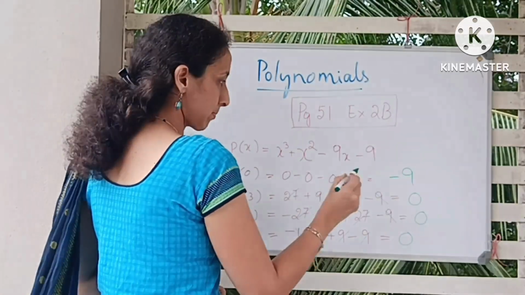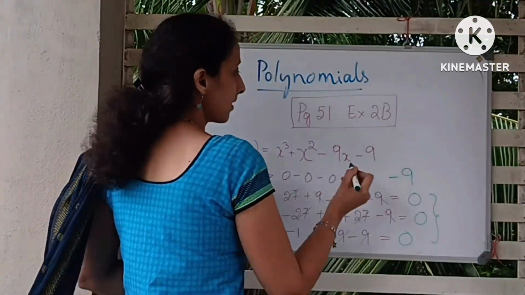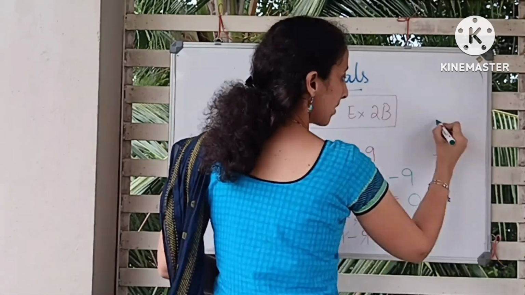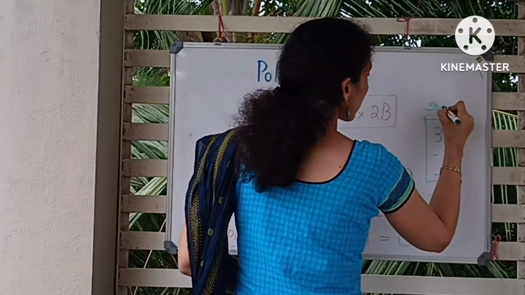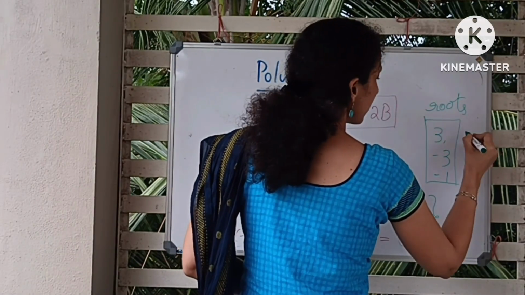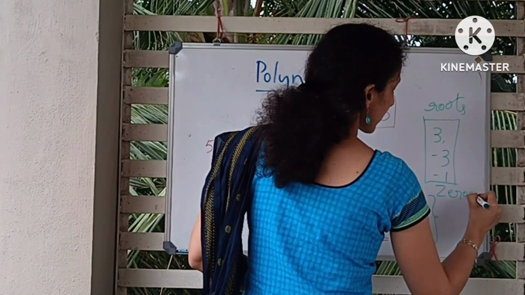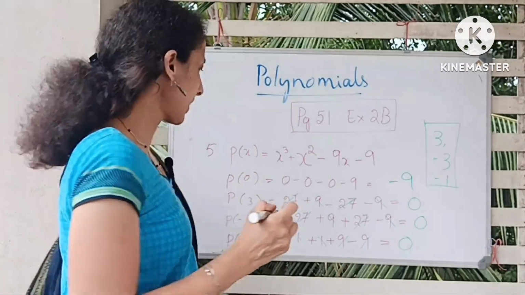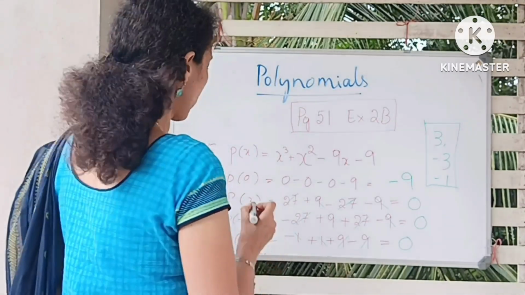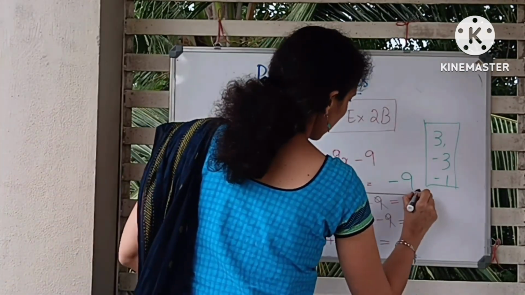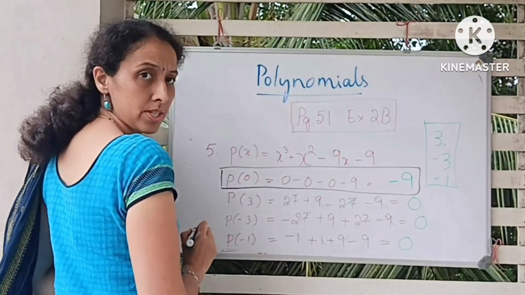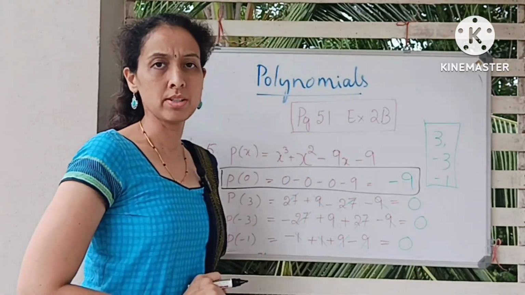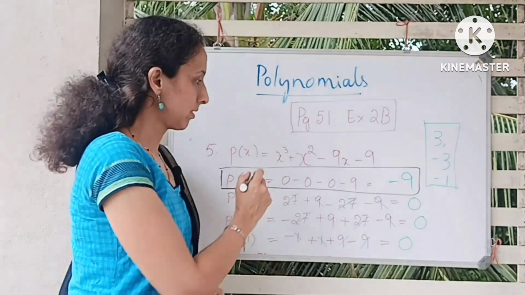So what we can conclude from this is these three things, that is 3, minus 3 and minus 1 are the roots or zeros of this polynomial. The next question asks if 0 is the 0 of the polynomial. Here we see that when we substitute 0 for x, we don't get 0 here. So 0 is not the 0 or root of the polynomial.